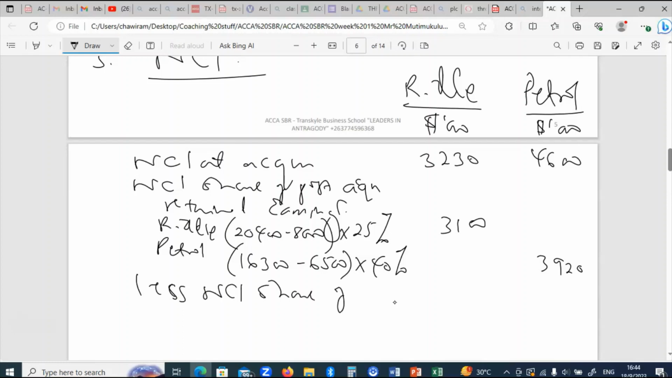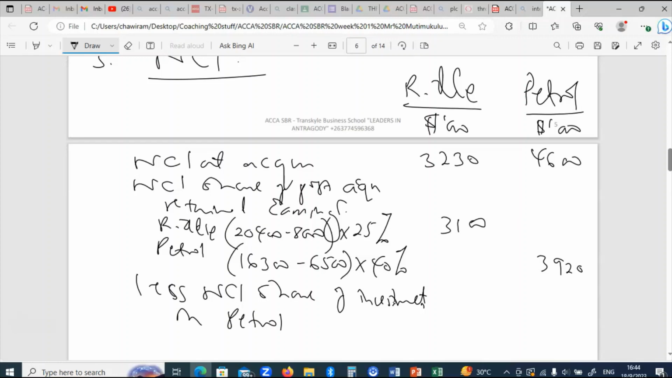share of investment. Share of investment in Petrol. This is the group NCI in the investment in Petrol. I mean, reduce the NCI in the investment of Petrol.